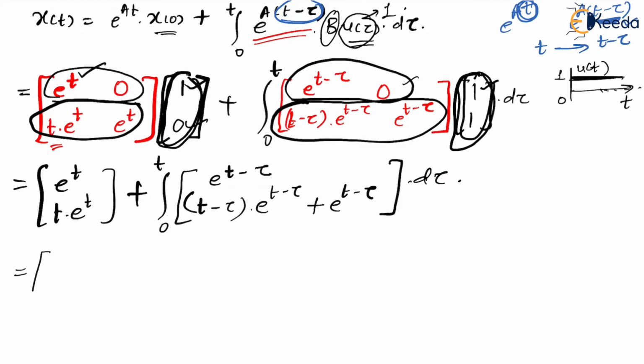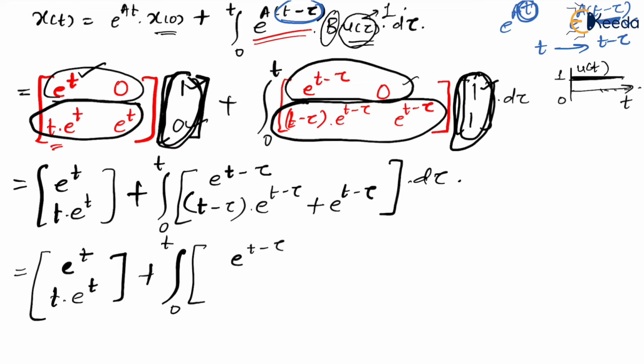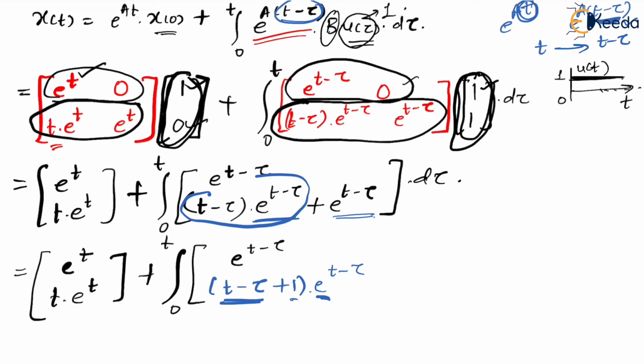If I simplify this further, what do I get? Yes. Now here, e to the power t minus tau and e to the power t minus tau are common, right? So if you take this inside, what you get is t minus tau plus 1 into e to the power t minus tau. If you want, you can again separate this and you get t minus tau multiplied by e to the power t minus tau as the first term, and then again plus 1 into e to the power t minus tau, you get the second term, right? This is the expression, this is d tau.